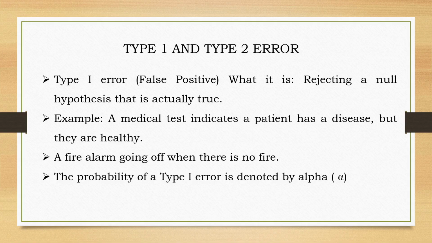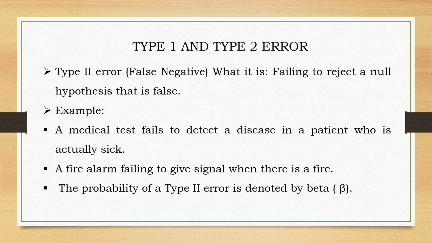So rejecting a null hypothesis that is actually true is called a type 1 error, which is a false positive. For example, a medical test indicates a patient has a disease, but they are actually healthy. Or a fire alarm goes off when there is no fire. That is, the fire alarm will just make signals when there is no fire. The probability of type 1 error is denoted by the Greek letter alpha.